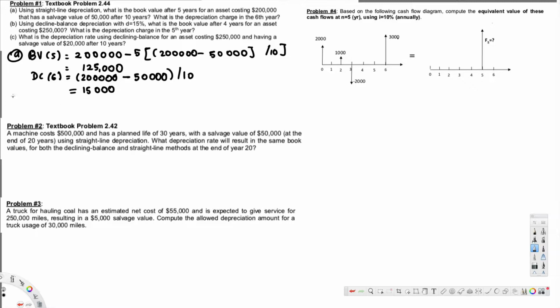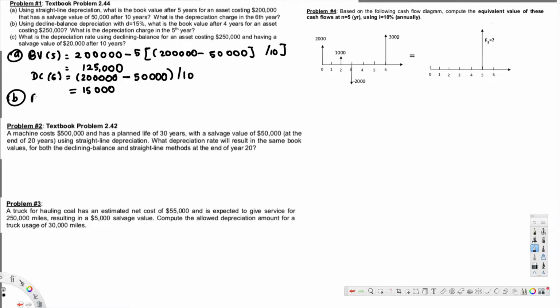Now let's look at the B part. The B part is asking, using declining balance depreciation with d equal to 15%, what is the book value after 4 years for an asset costing 250,000? What is the depreciation charge in the 5th year?